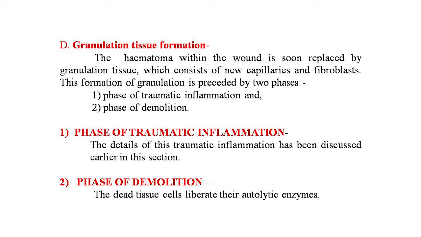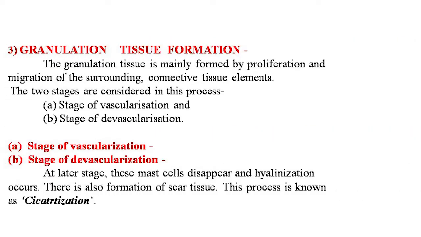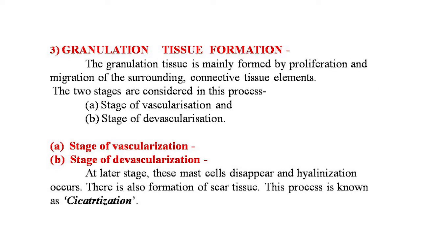The dead tissue cells liberate their autolytic enzymes. Similarly, disintegrating polymorphs liberate proteolytic enzymes. Third is the granulation tissue formation. The granulation tissue is mainly formed by the proliferation and migration of the surrounding connective tissue elements. The two stages considered in this process are the stage of vascularization and the stage of devascularization. First is the stage of vascularization.